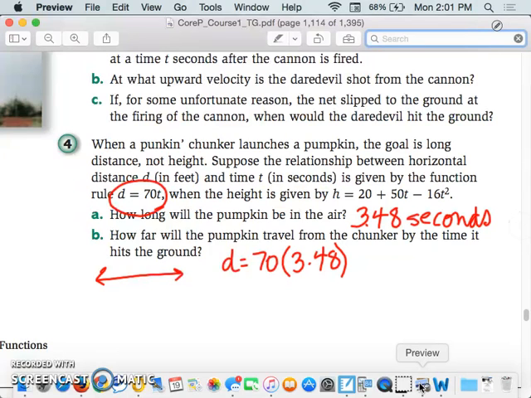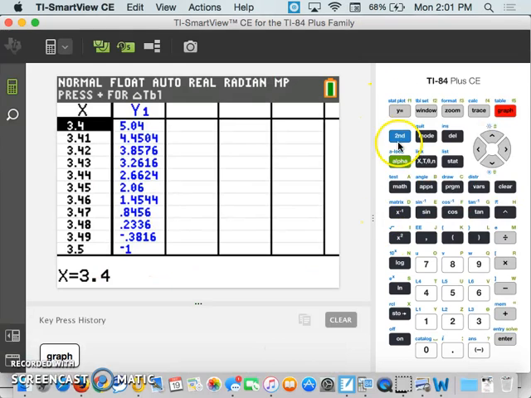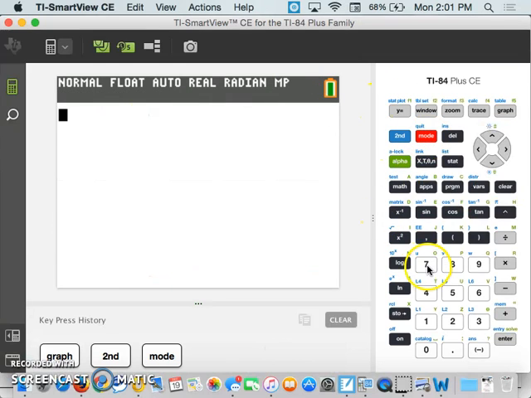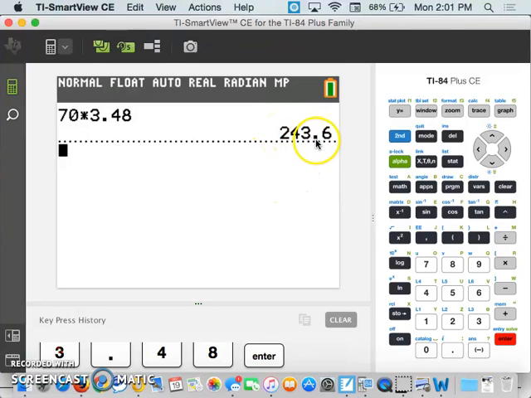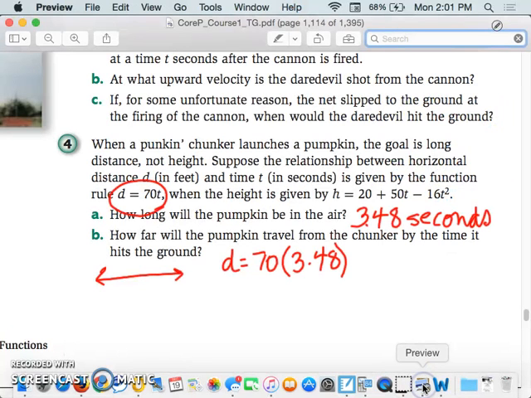So we can do that calculation in our calculator. Quit out, do 70 times 3.48, and we come up that the pumpkin is 243.6 feet away from the chunker. So we'll write that in a nice sentence.